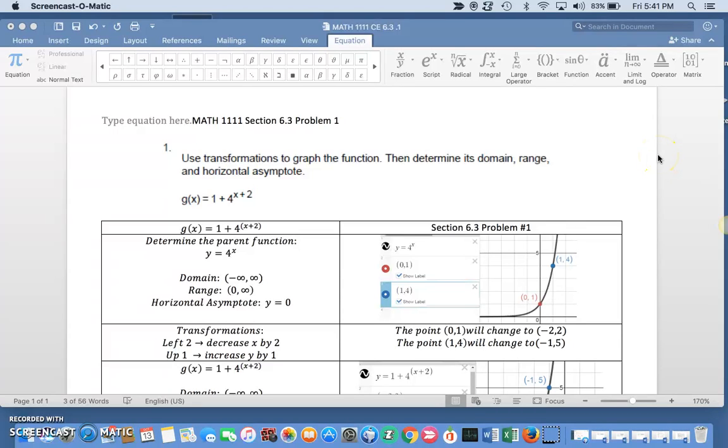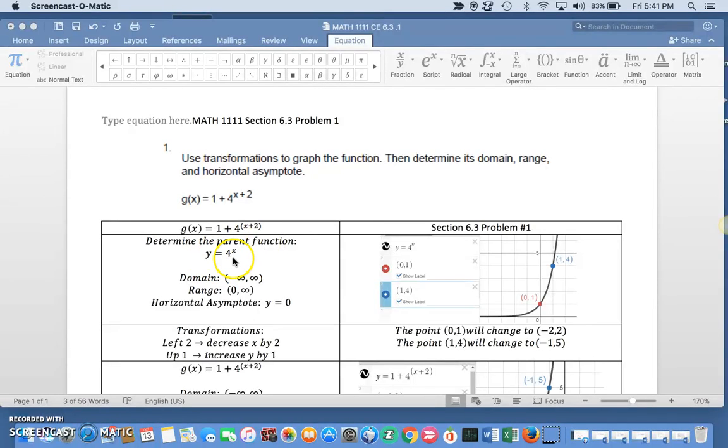Okay, this section is 6.3 and this is problem number 1, and you're using transformations to graph an exponential equation. It's exponential because the variable is in the exponent. So it's g of x is equal to 1 plus 4 raised to the x plus 2. Determine the parent function, just like you've kind of always done.